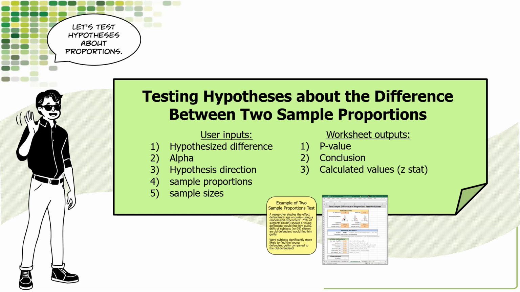You input the same information to test a hypothesis about the difference between two sample proportions, except you have two sample proportions and two sample sizes to enter. To see how it's done, let's work through a couple of examples.